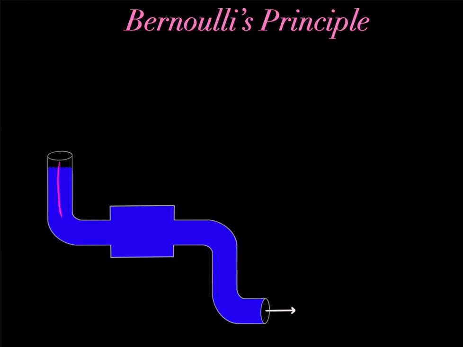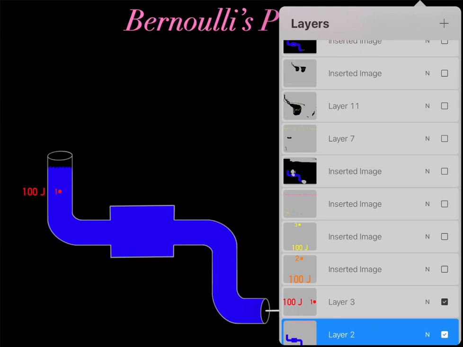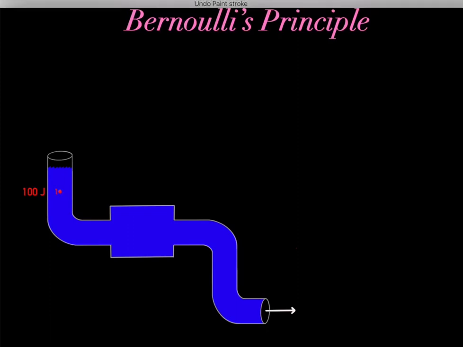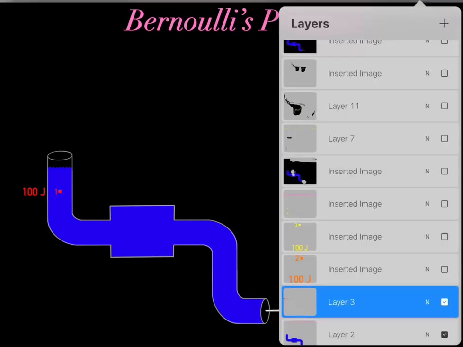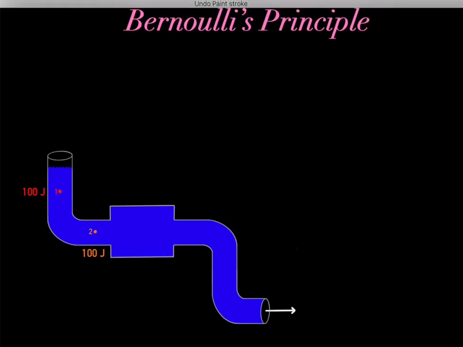So let's say we have this pipe of flowing water. And let's say we are trying to determine the amount of energy at this particular point. And let's say we determine the amount of energy at this particular point is 100 joules. Then something important to realize is if at this point there's 100 joules of energy, then therefore at this point there's also 100 joules of energy.